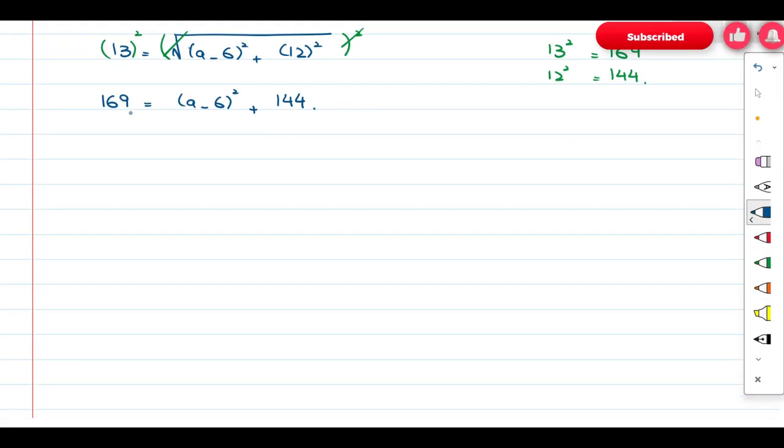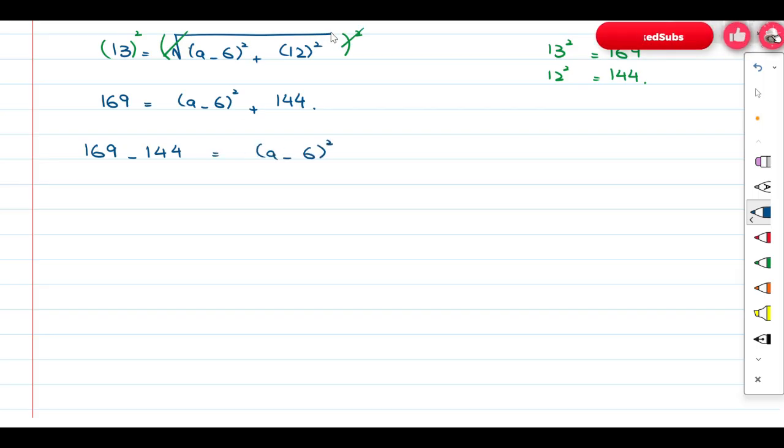We are solving for A, so it is better no need to open this bracket, the (a minus b) whole square formula. You can open it as well and solve by quadratic formula and you will get two values for A, because this is a quadratic equation when you open that formula. Or if you don't want to open it, you can just shift this term to the other side and solve for A. So here we can say 169, and I'm shifting 144 to the other side, equals (a minus 6) whole square.